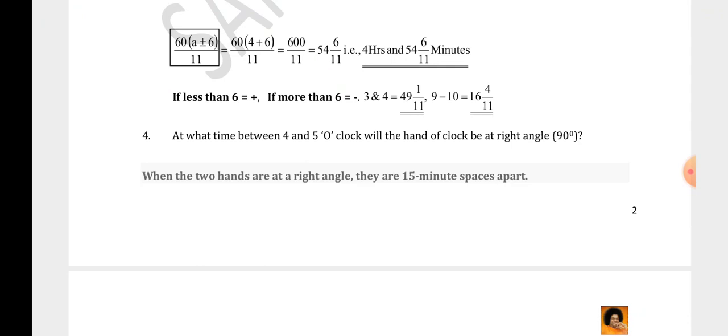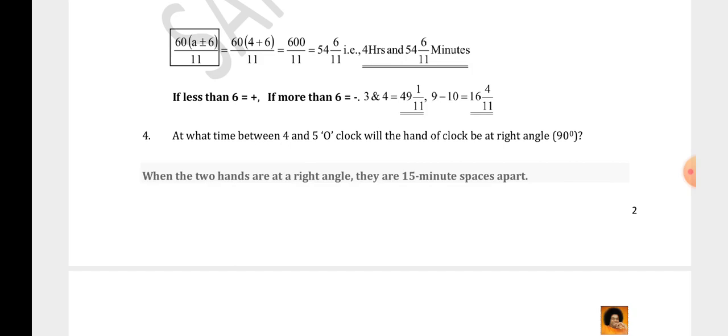At what time between 4 and 5 o'clock will the hands of the clock be at a right angle, that means 90 degrees? Before going to the concept, we should know something about the right angle. When the two hands are at a right angle, they are 15 minutes apart.